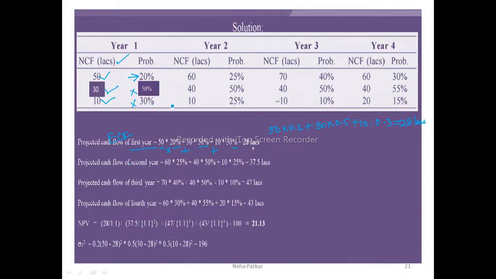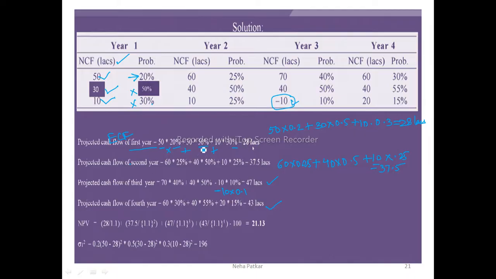Similarly, cash flow of the second year: 60 multiplied by 0.25 plus 40 multiplied by 0.5 plus 10 multiplied by 0.25, and this will be 37.5. Similarly, we can calculate it for the third year and fourth year. We have to notice one thing: there is a negative, minus 10. So here we take negative 10 multiplied by 10%, that is 0.1. It is a loss here.